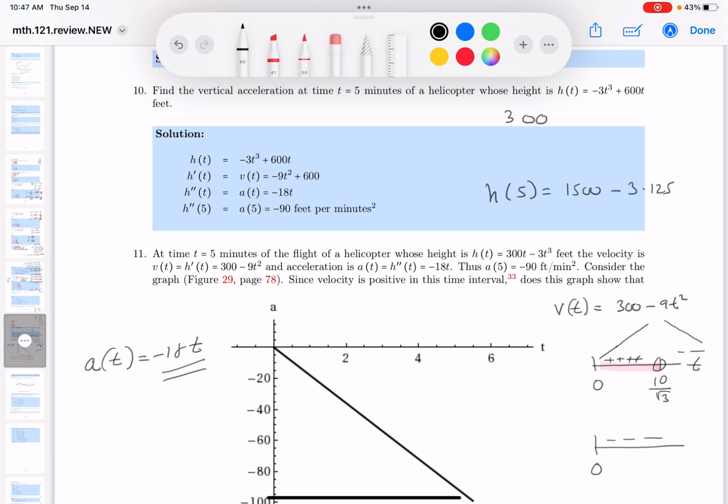300t equals 3t cubed. By the way, it's on the ground at 0. I know that. That's where it's moving upward. So I'm going to divide both sides by t because I know it's on the ground at 0. So it'd be 300. You know what? I'll divide by 3t. You get 100 equals t squared.